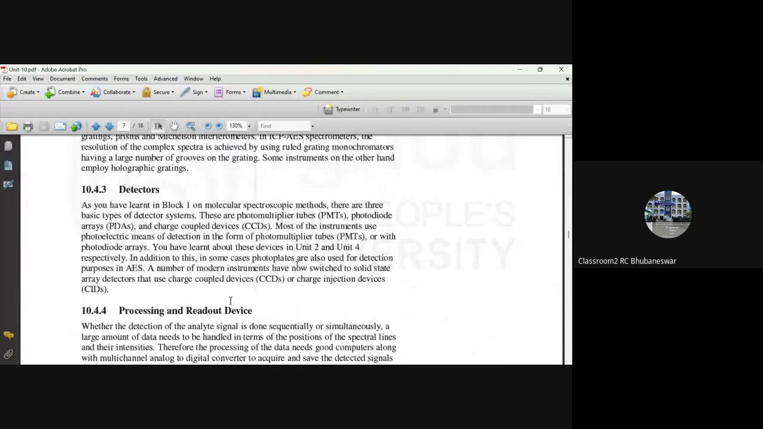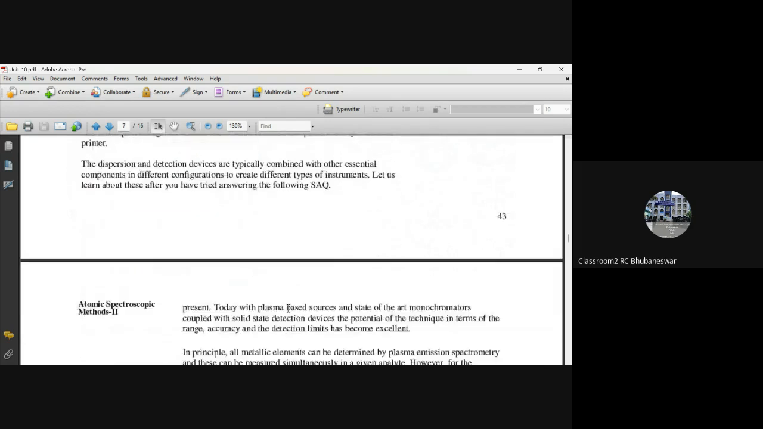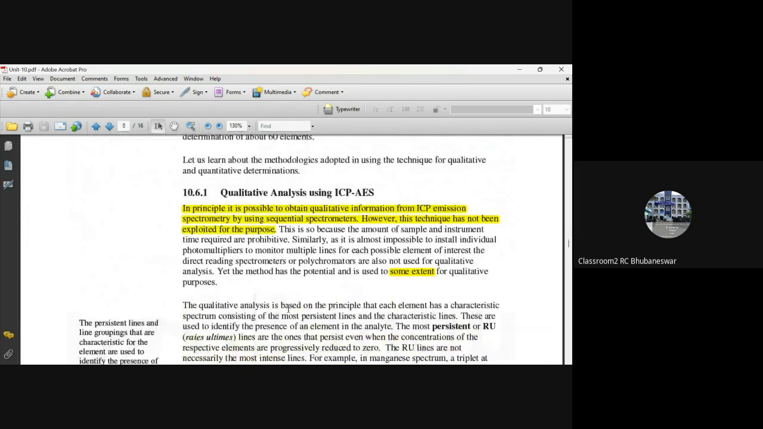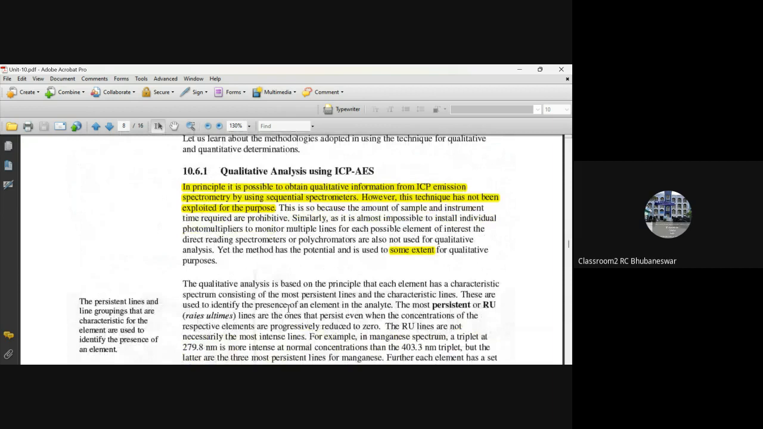You don't have to worry. By seeing all these things, you will be thinking, Madam, how to know this element is present, that element is present. In the instrument, in this read output device which we are discussing, there is also software to tune the things, to know the particular wavelength, to know the particular maximum peak. Everything is available, so you don't have to worry about that.